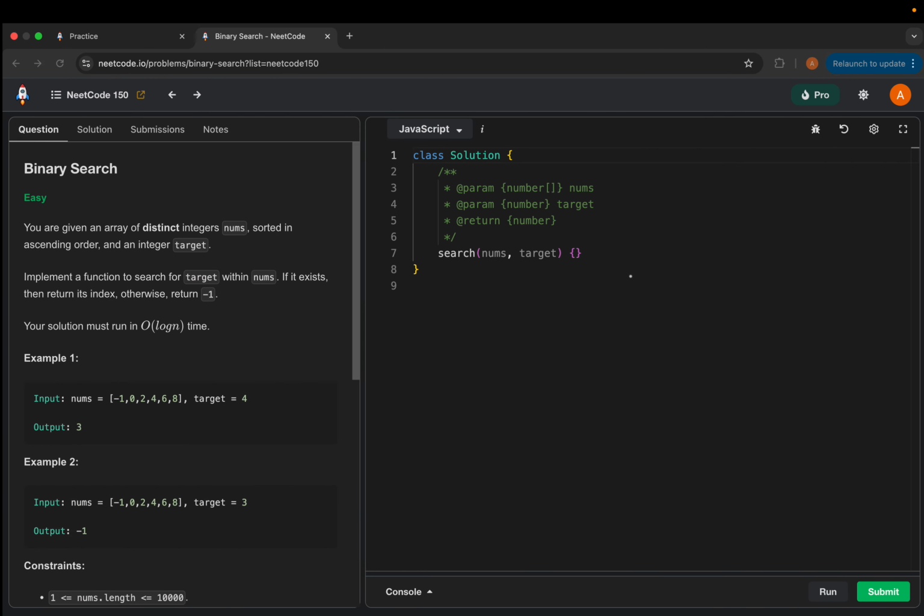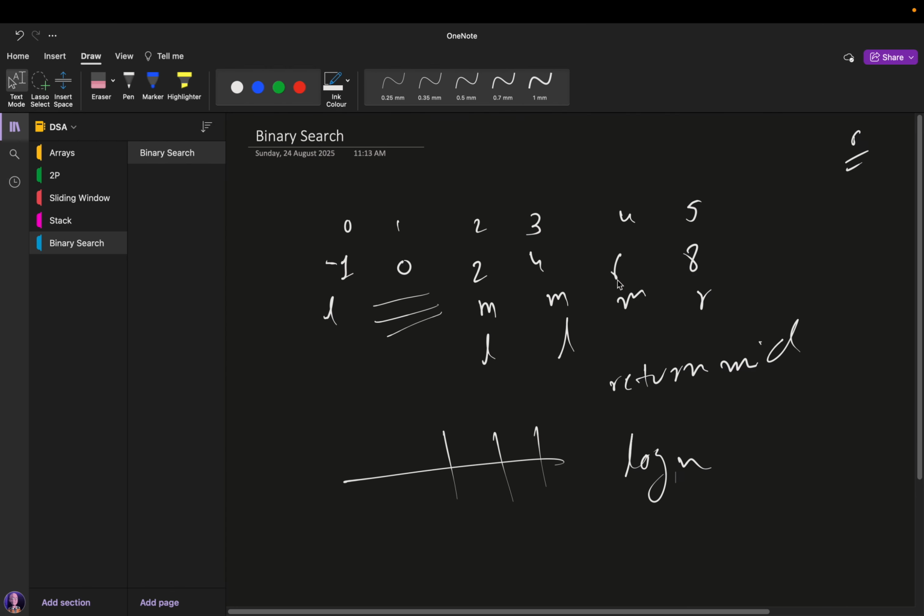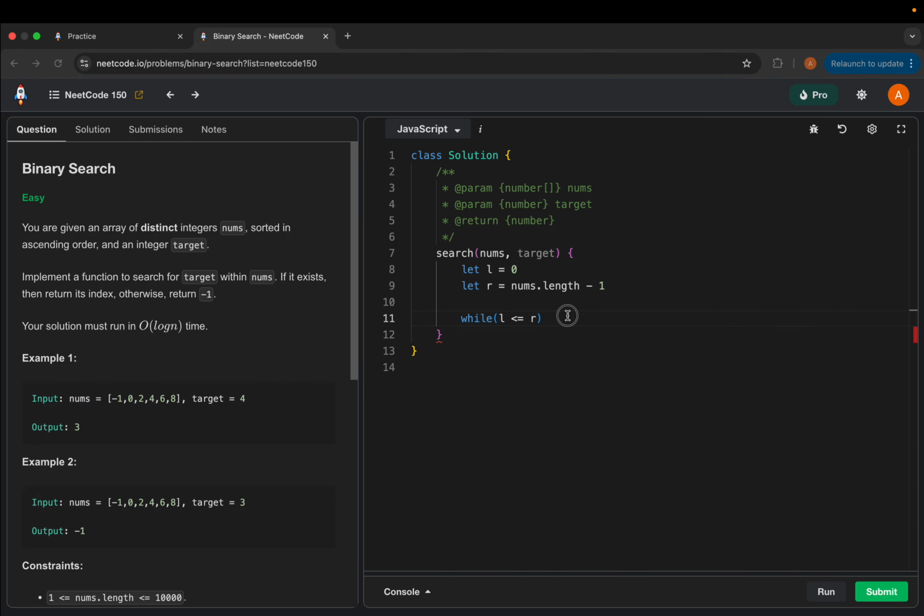Now let's try to solve the question. So this is the question. We'll say, okay, let left equal 0 and let right equal nums.length - 1. Okay, and we have to do it till left is less than or equal to right, because once left crosses right, that is not possible, right? So the best we can get is when left and right both lie at the same position. So while left is less than or equal to right, what we'll do is figure out the mid.